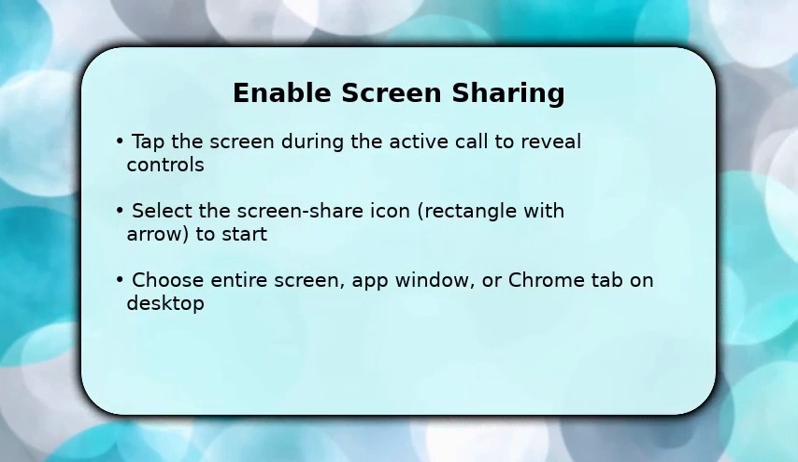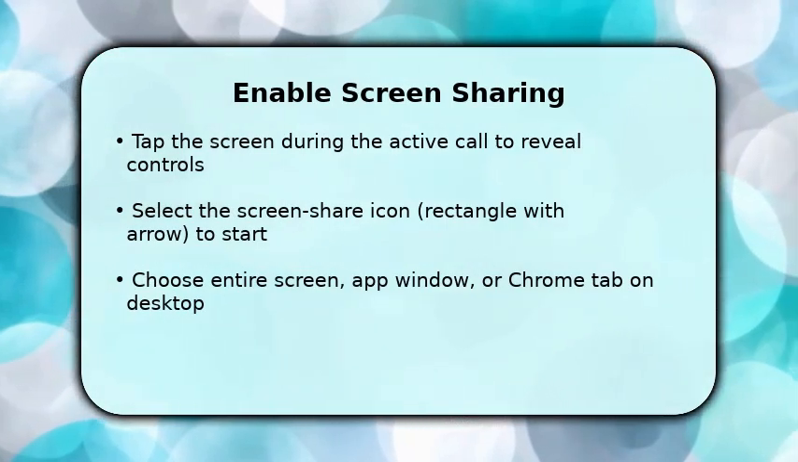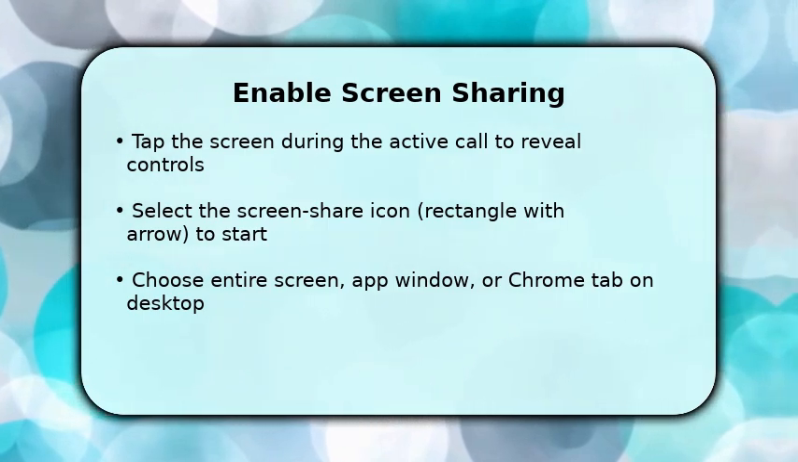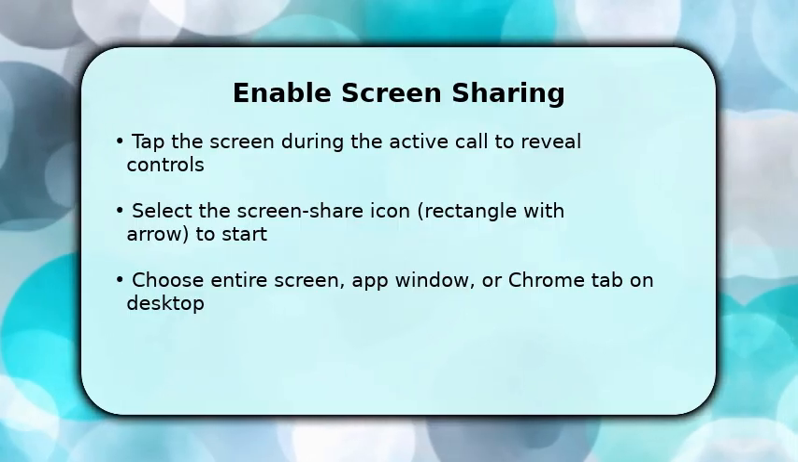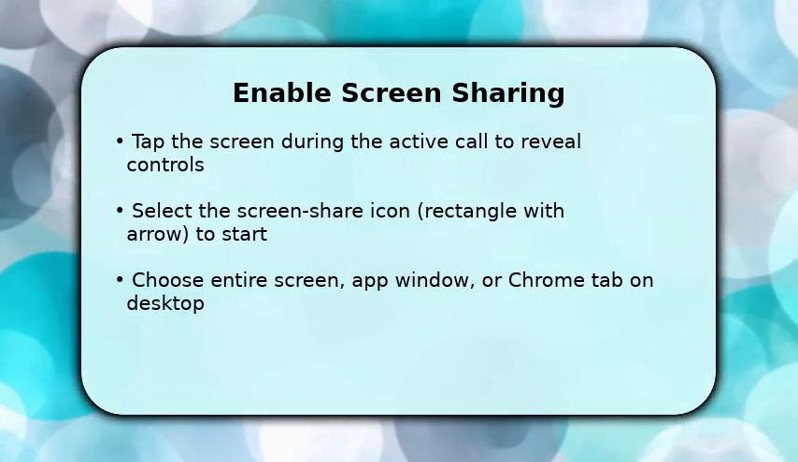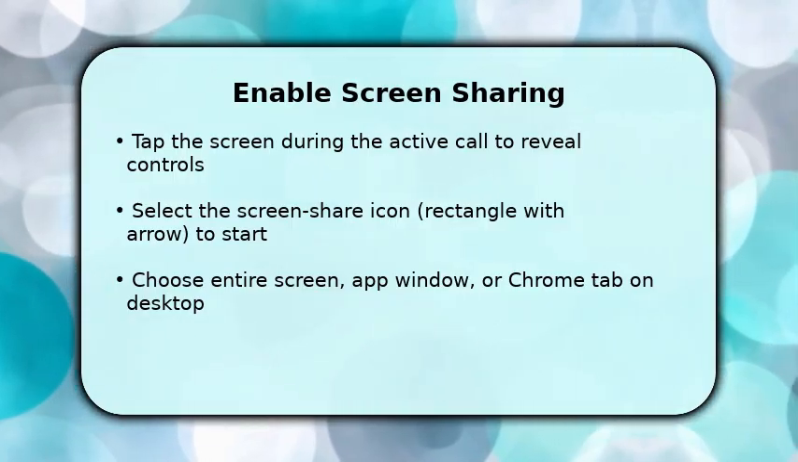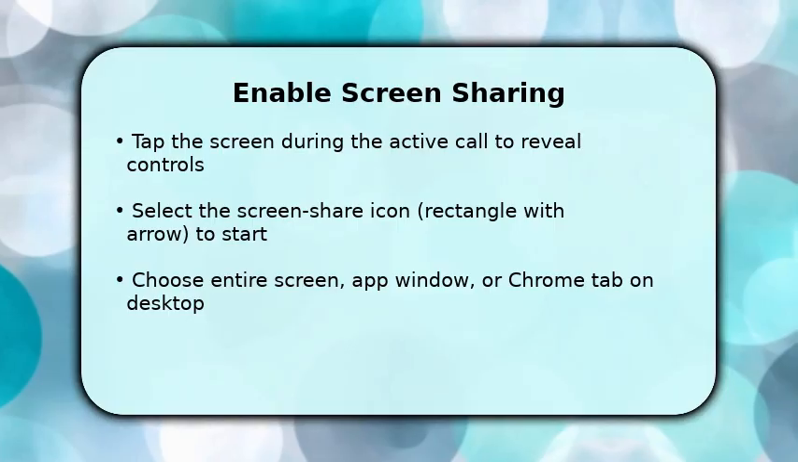Once the call is live, tap the device screen to reveal the in-call controls and look for the screen share icon, usually a rectangle with an arrow. On mobile, tap that icon and grant the system prompt to capture your screen, then choose to share the whole screen or a specific app if the OS offers that option.